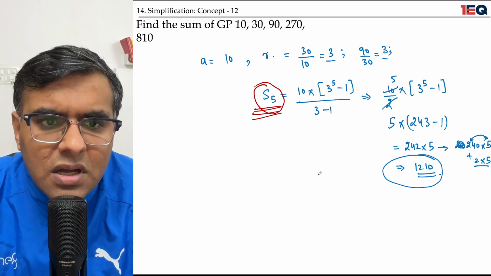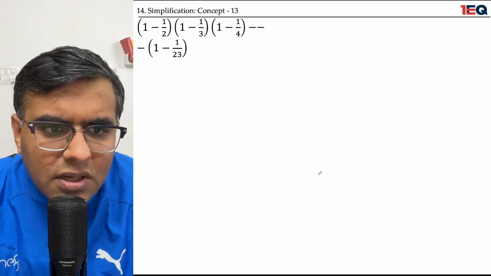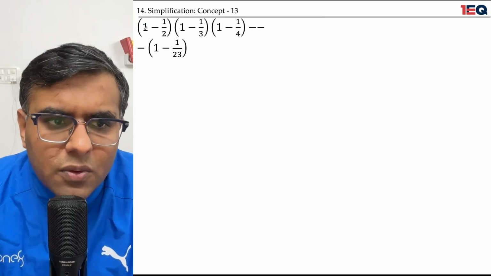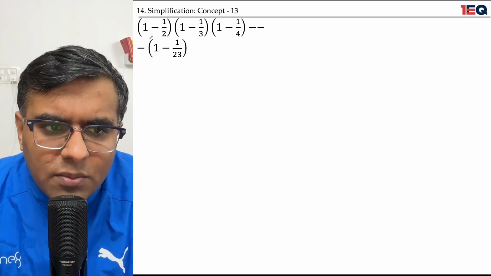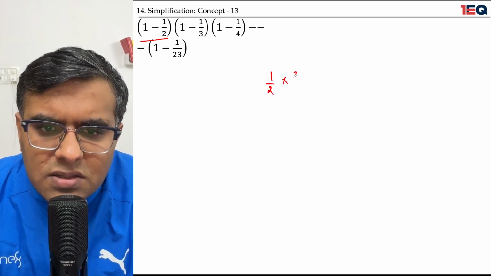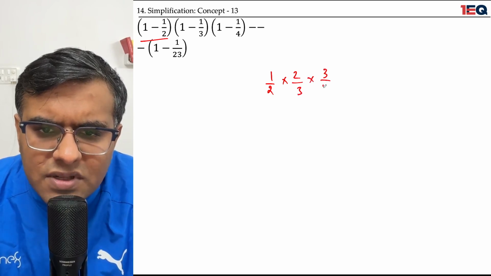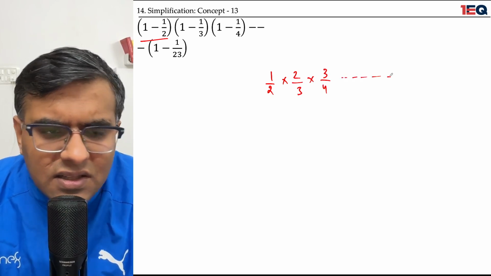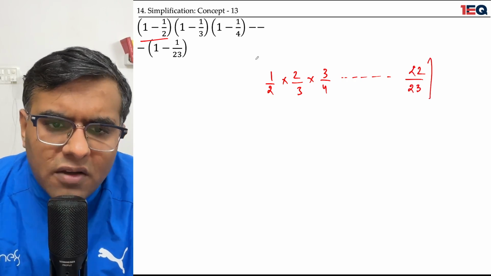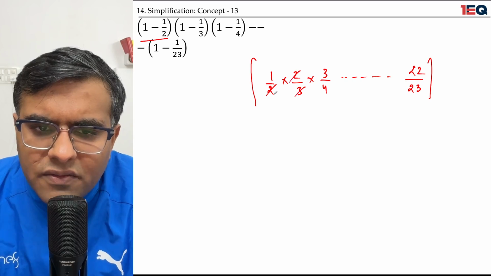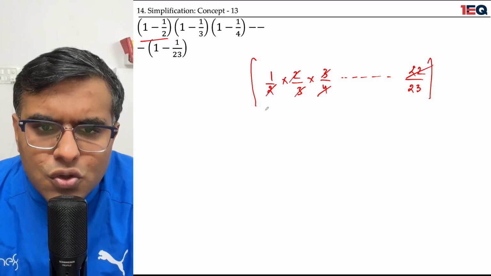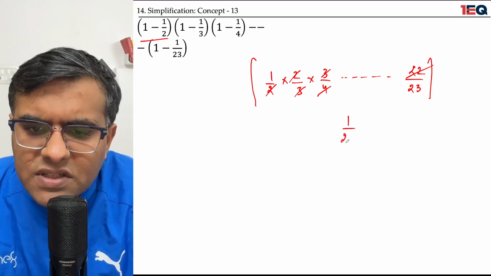I hope we are clear with this. Now we'll be moving to concept 13 and concept 14. I would be telling you a few formulas later, but what we can do right now is solve this question together. Okay, 1 minus 1 by 2, we're just going to solve this question. Everything is in multiplication. 1 minus 1 by 2 is 1 by 2. 1 minus 1 by 3 is nothing but 2 by 3. 1 minus 1 by 4 is nothing but 3 by 4. So we can see that there is a continued pattern over here, and in the end what I can find is 22 upon 23. If I start cancelling out things, I see that starting from the first denominator till the last numerator, everything is going to get cancelled. So what I would be left with is 1 upon 23, which is my final answer.